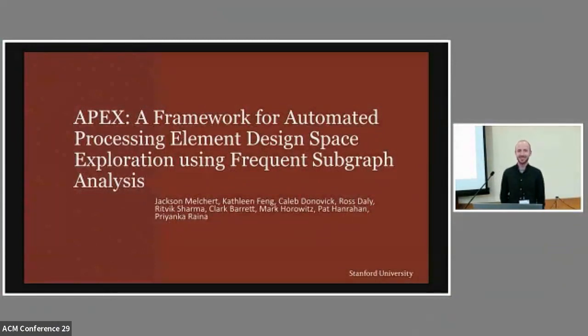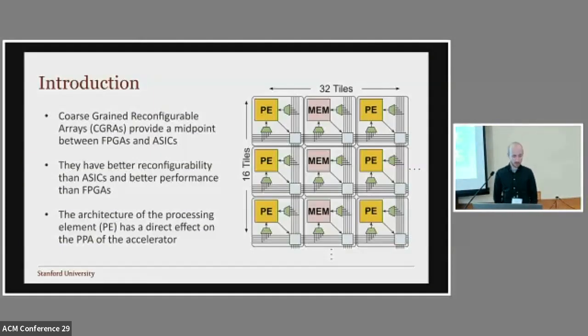Thanks. Yeah, hi everyone. Thanks for coming. I'll be presenting APEX, which is a framework for automated processing element design space exploration. This work has been done as a part of the Stanford Agile Hardware Center. So, some introduction. Coarse-grained reconfigurable arrays, or CGRAs, are an interesting accelerator architecture for various workloads.